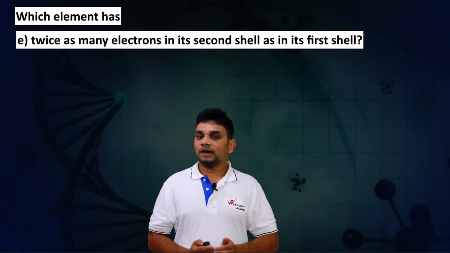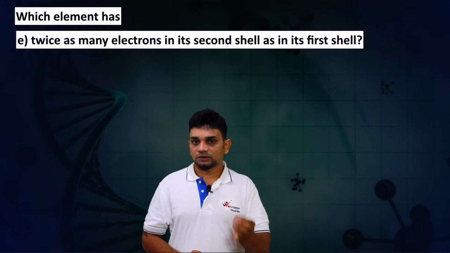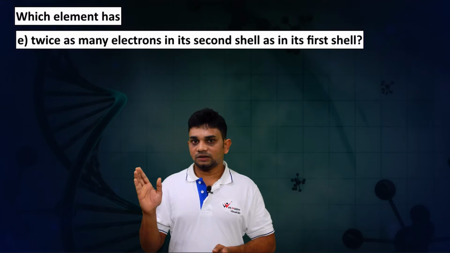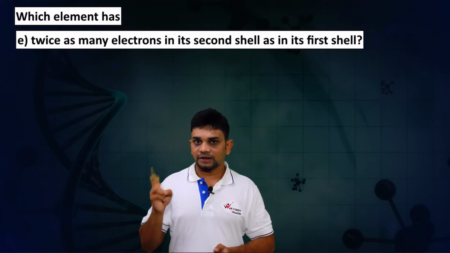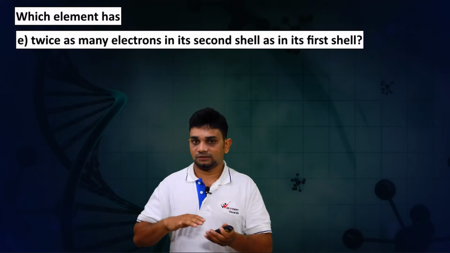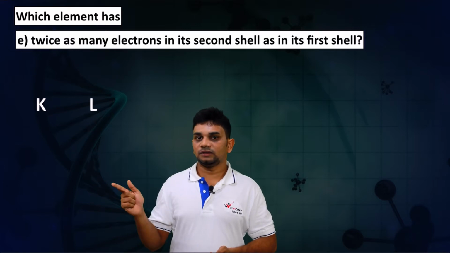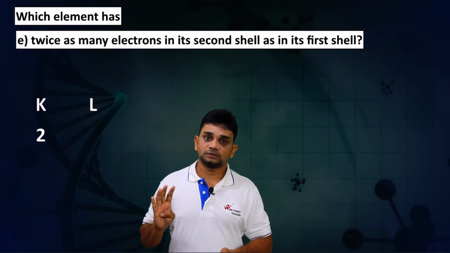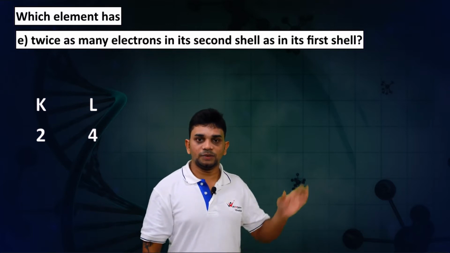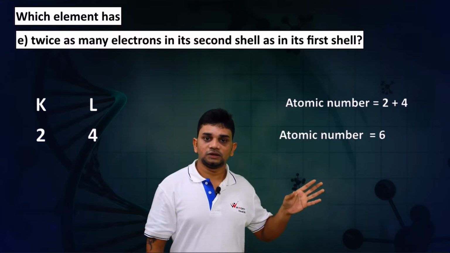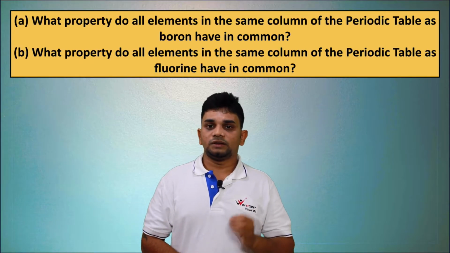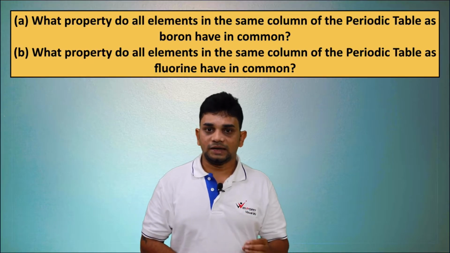Next one. Which element has twice as many electrons in its second shell as in its first shell? If the first shell has 2, the second shell should have 4. Twice, right? K, L. The first shell has 2 electrons, then the second shell should have 4 electrons. So 2, 4. The atomic number will be 2 plus 4 equal to 6. The element is carbon.